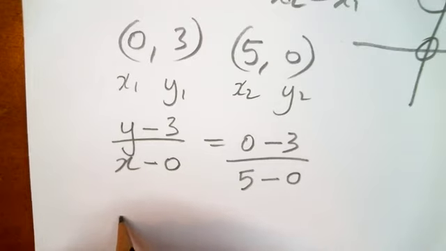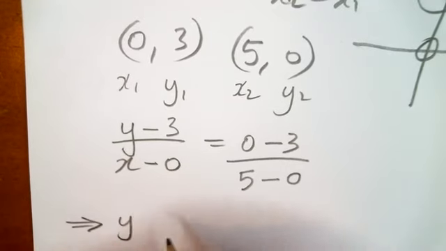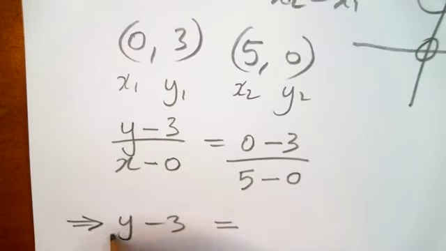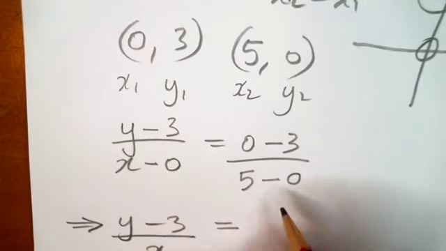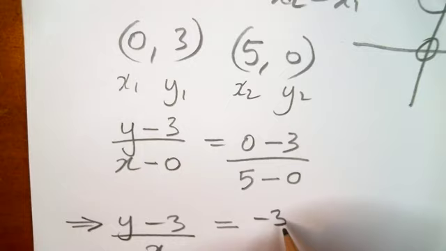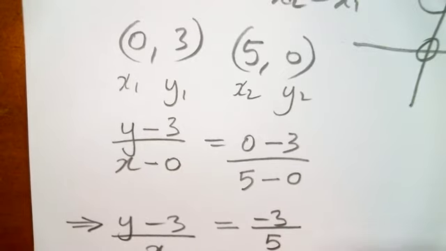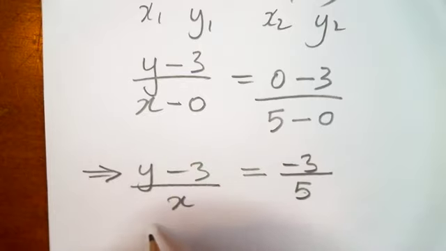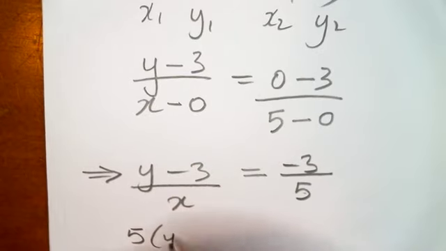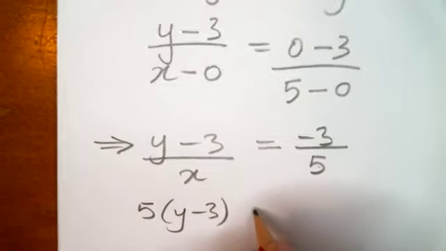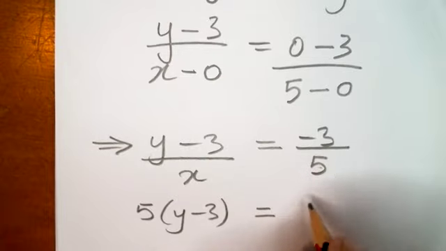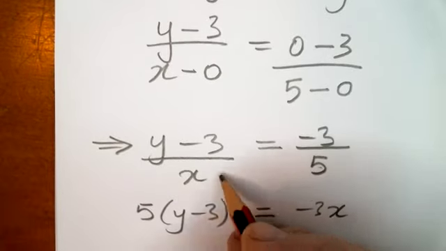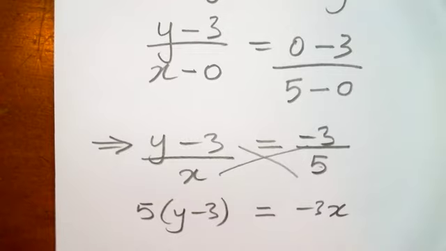So let's see how that all plays out, and I can tidy this up a little bit now. So I've got y minus 3 over x minus 0, which is just x, equals 0 minus 3, which is negative 3, over 5. Now I can just cross multiply in the usual way. So 5 lots of this lot here is going to be 5 times (y minus 3), and that's going to equal negative 3x. I'm just cross multiplying in the normal way.